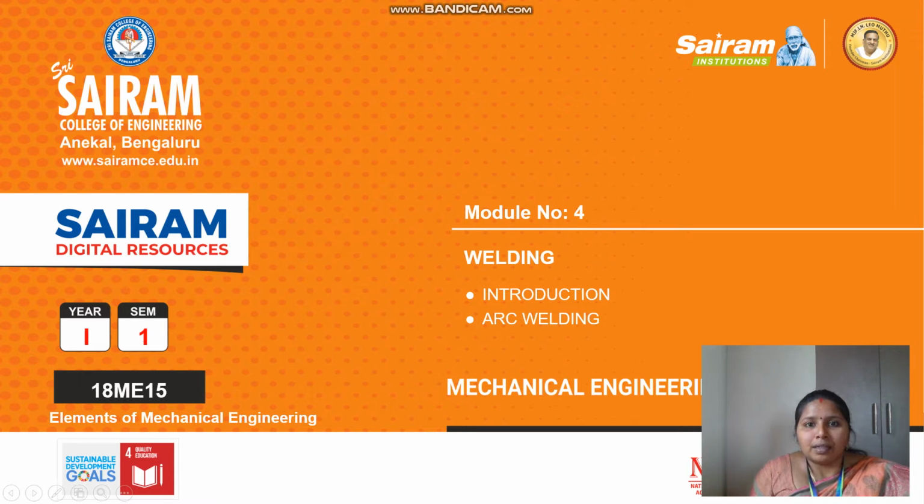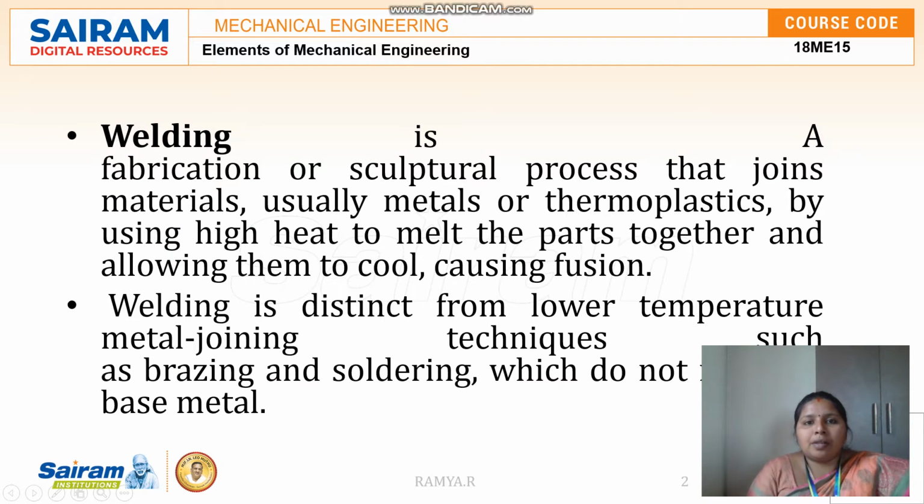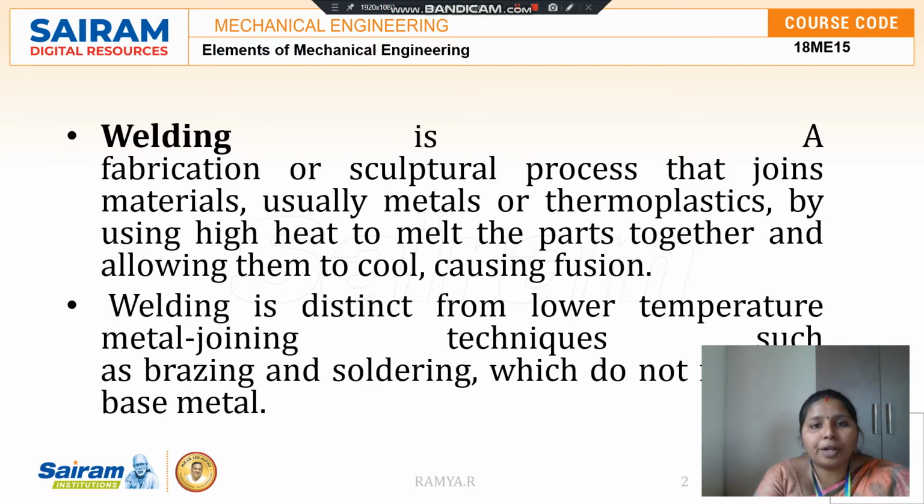Hello everyone. In this video, we'll be seeing about the welding operation and how arc welding is done. First, welding is a type of joining process in which two similar or dissimilar materials are joined together to create a joint. To join them together, we are using the technique called welding.